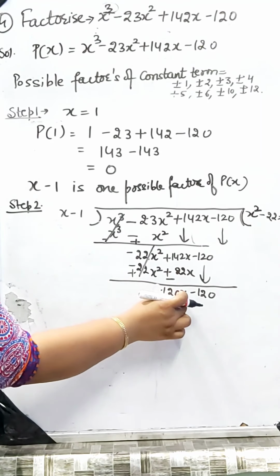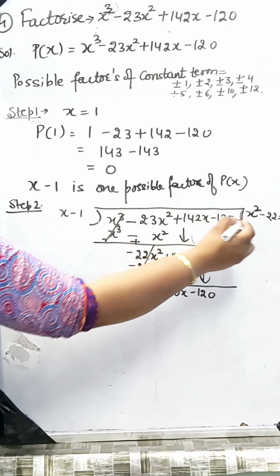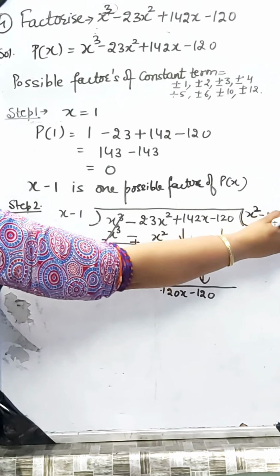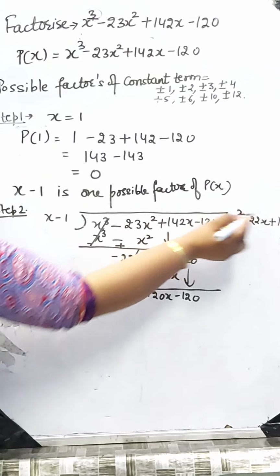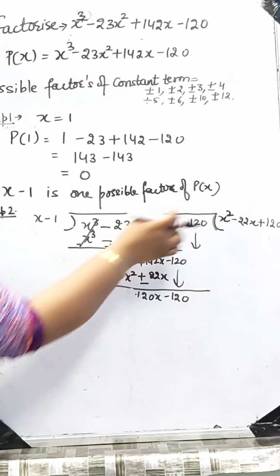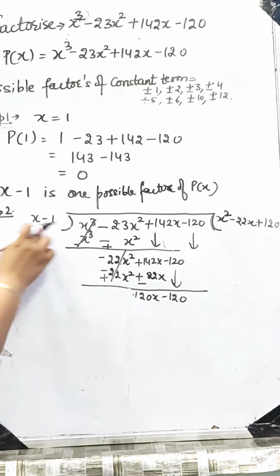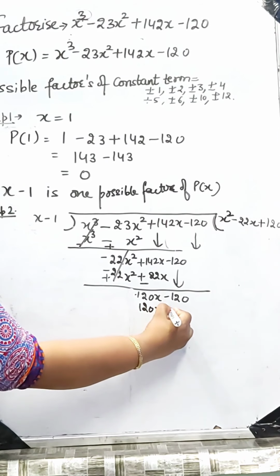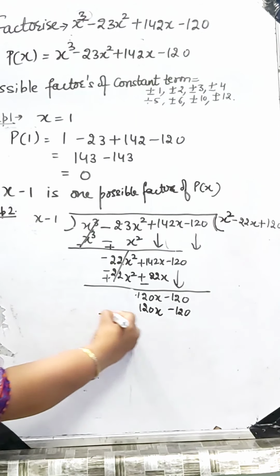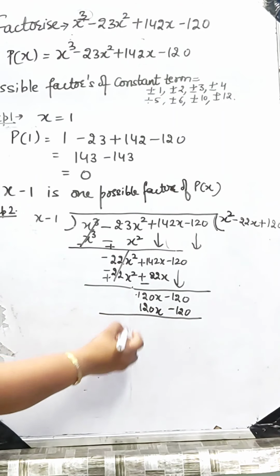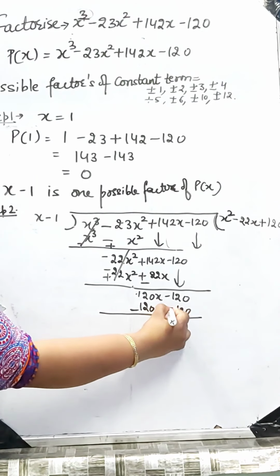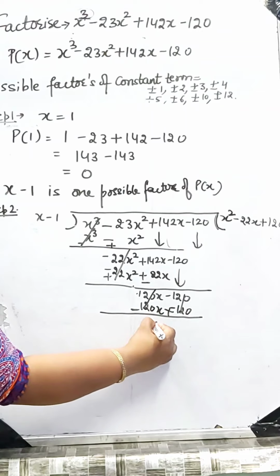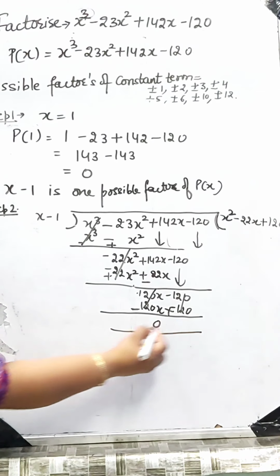Now divide the dividend's first term by the divisor's first term to obtain the third term. Here the third term is 120. Now multiply this third term with both terms of the divisor. Now subtract these terms from the dividend by changing the sign. The remainder is equal to 0.